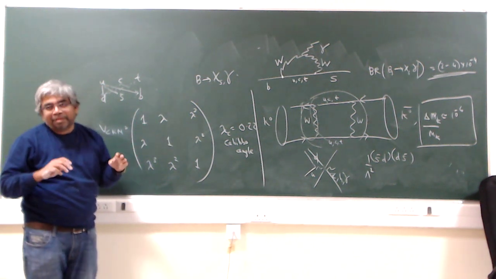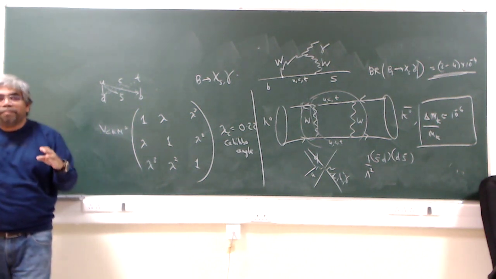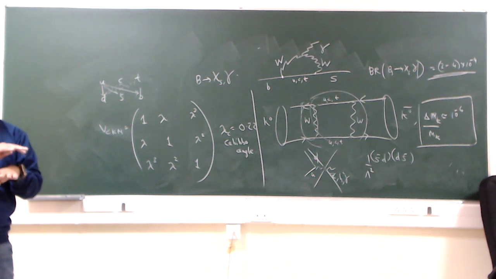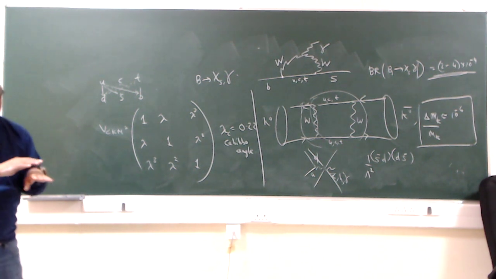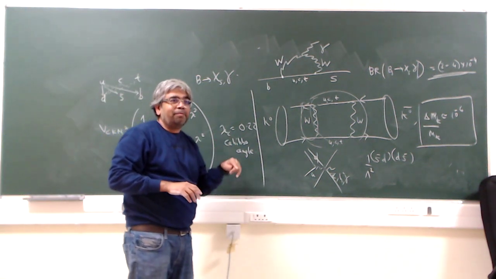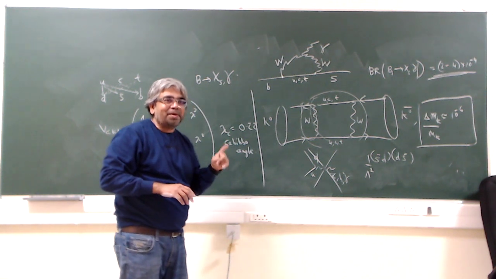So normally, in perturbation theory, if you do the calculation at one loop, the two loop will be suppressed compared to one loop, right? Two loop will be suppressed. But in this case, the two loop is larger than one loop because the two loop is coming from QCD. It's not coming from electroweak.